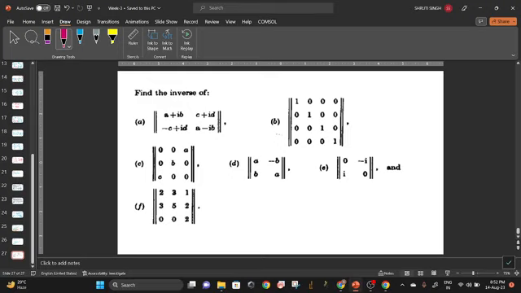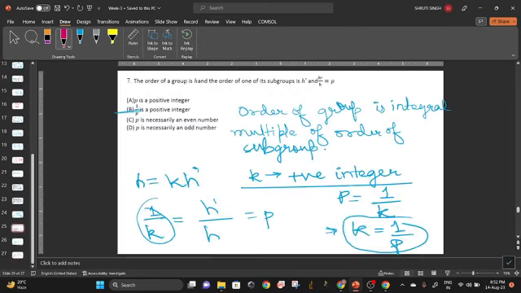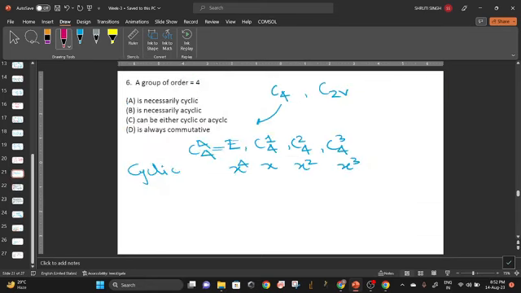Ma'am, in question number 6 you told us that for a group of order 4, it can be both cyclic as well as non-cyclic. Yes. But in Cotton, I was searching, because they have not written it in terms of two examples. They have taken examples like A, B, C, D, E, and based on that they are saying that it can be both cyclic and acyclic, but they have not explained how.